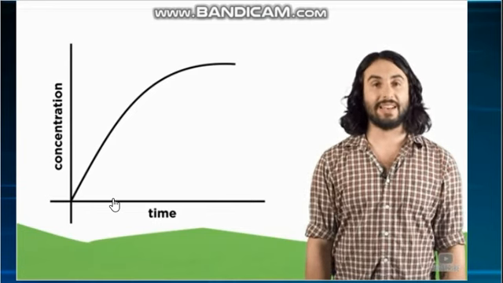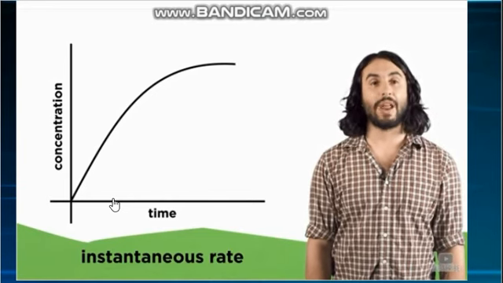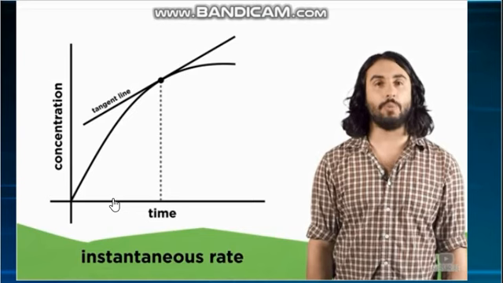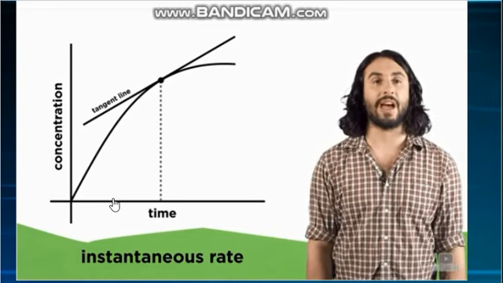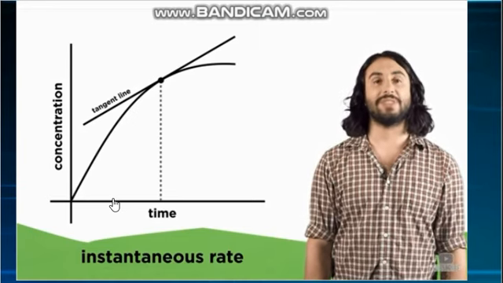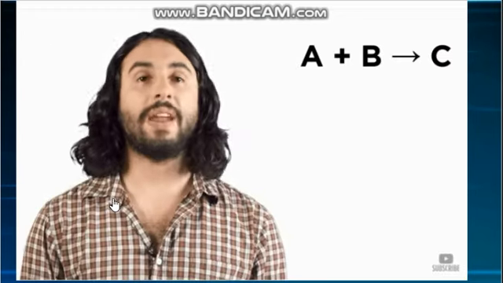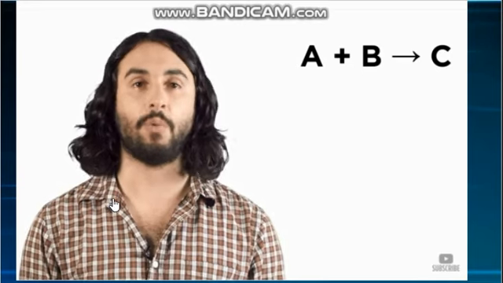When looking at this data, we can calculate the instantaneous rate, which is the rate at any given moment. We do this by looking at the slope of the tangent line at a point, or the line that just touches an individual point on the line. This is more precise than taking an average value over a range of points. The rate will always depend on the concentration of one or more reactants in some way.